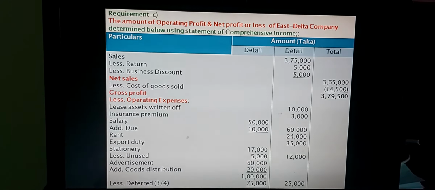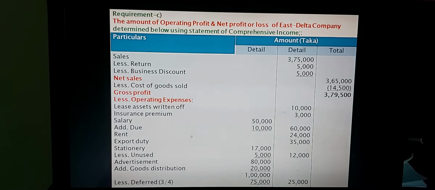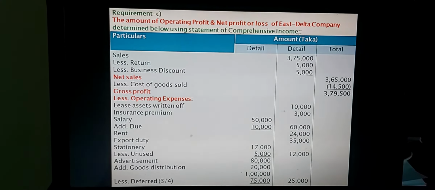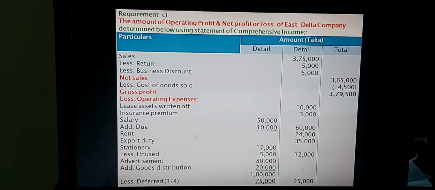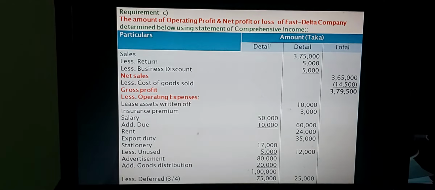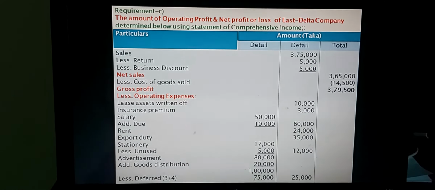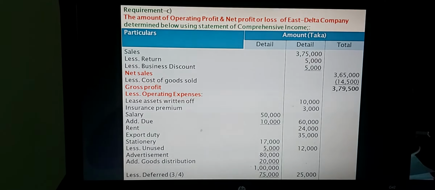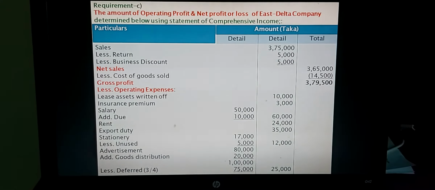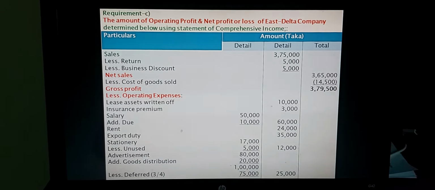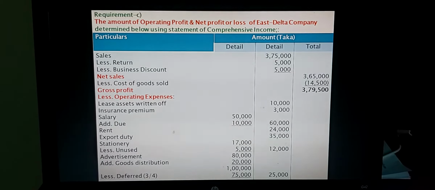Rent in debit side, it is indicated as operating expenses, 24,000 in middle column. Export duty, it's one kind of indirect operating expenses, so you have to write it in operating expenses, 35,000. Stationery taka 17,000 in trial balance, but in adjustment unused stationery taka 5,000, it will be deducted from the stationery amount, so you can get the amount 12,000 for net stationery.